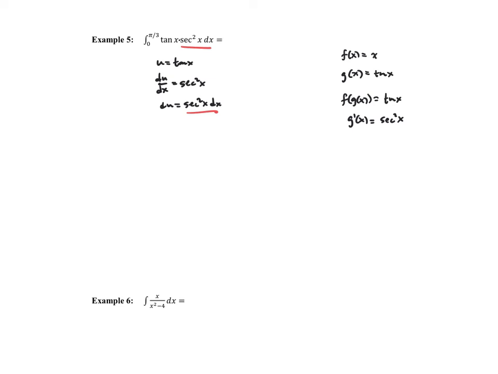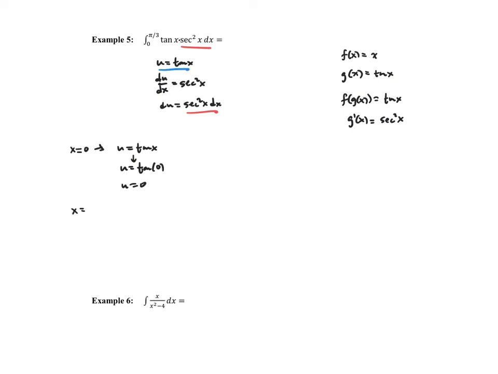Okay, so I'm going to do my substitution. I'm going to set u equal to tan x, and du is equal to secant squared x dx. Of course, I'm going to use a different method here. If x equals 0, then tan x equals 0. If u equals tan x, then u equals tan of 0. So when x equals 0, u also equals 0.